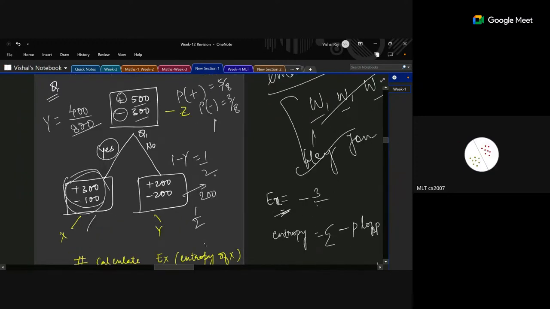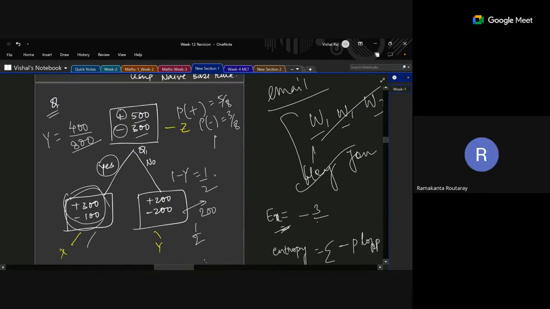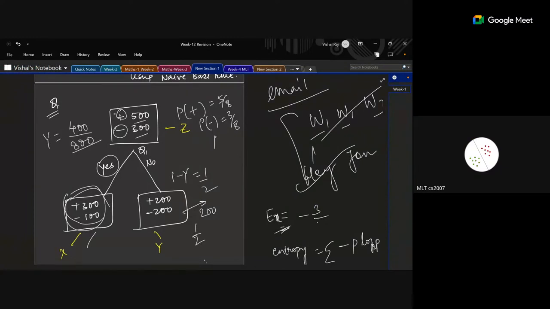Anybody is having any issue here? Can you explain this again? Okay. So basically, what you have to do is, see, you have been given a data set where the labels you already know: out of 800 data points, 500 belong to the positive class and 300 belong to the negative class.